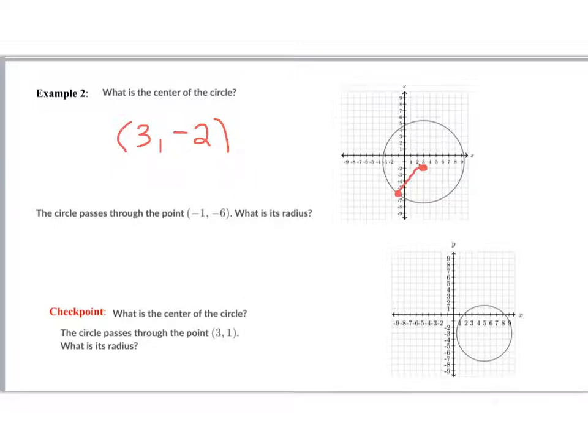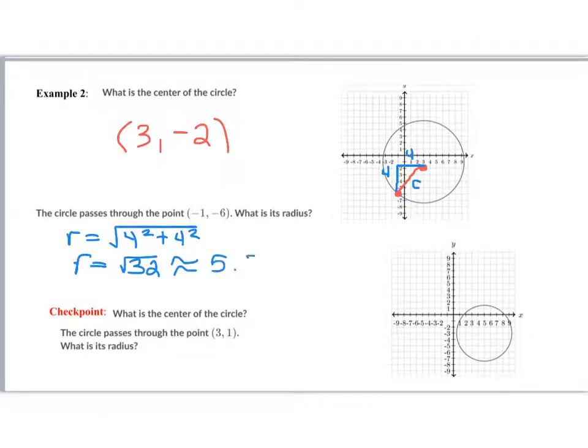So don't forget our Pythagorean theorem, where we would just set up a right triangle and then solve it, right? So this is 4 units, and this is 4 units, and this is my hypotenuse. So my radius is going to be 4 squared plus 4 squared. So my radius is going to be the square root of 32, which is approximately 5.7 units.